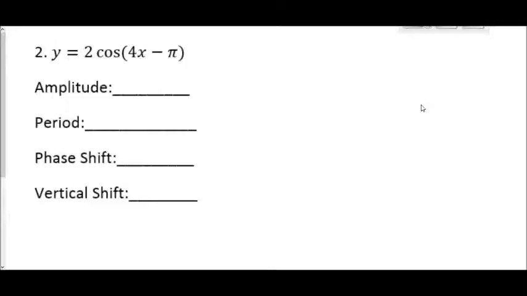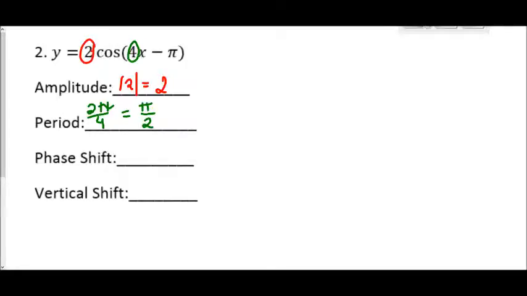So the amplitude always comes from the first number in the equation, which in this case is 2. We always need to take the absolute value, but if it's already positive, we're just going to end up with 2 anyways. Then we have the period. The period is affected by the number that's in front of the x. So what happens is we take 2 pi, because that's the regular period of any trig function, and divide it by that number. So this would simplify to pi over 2.